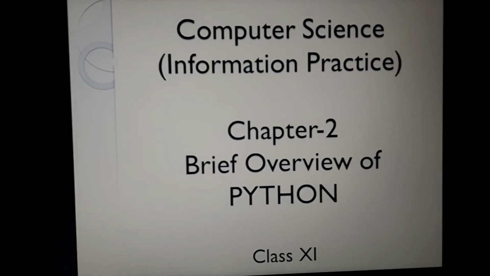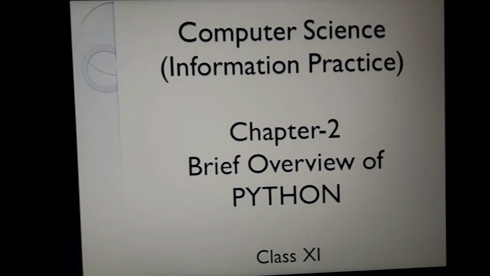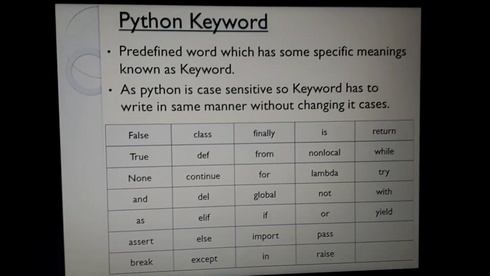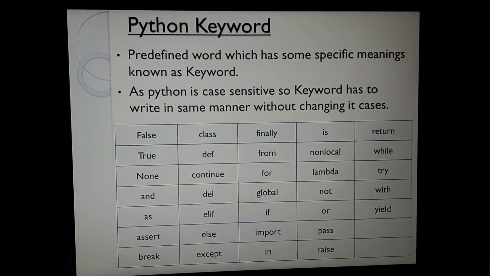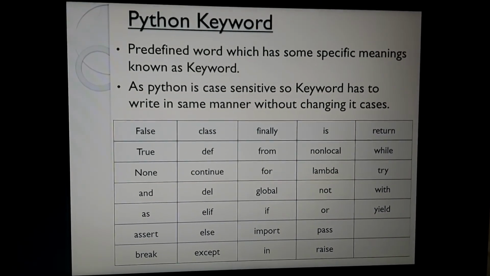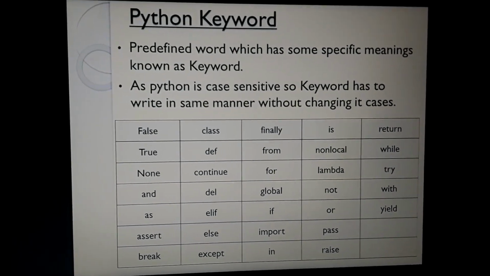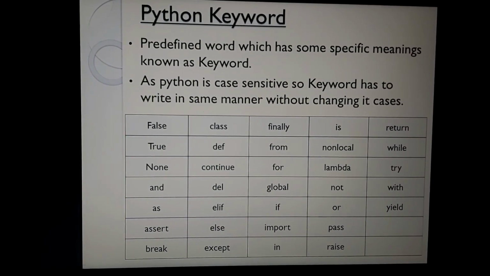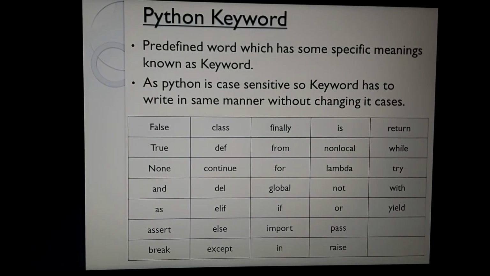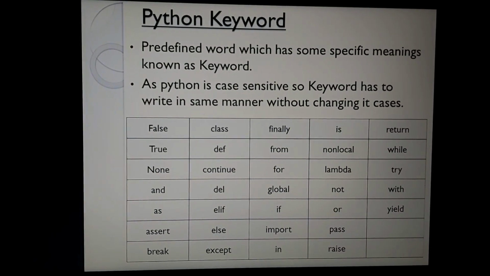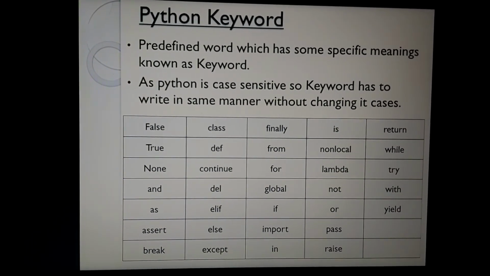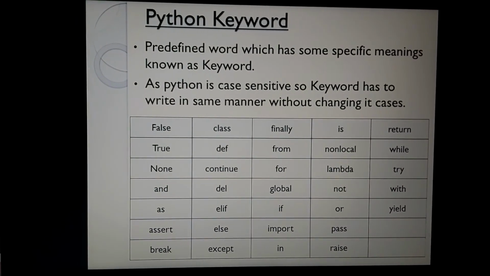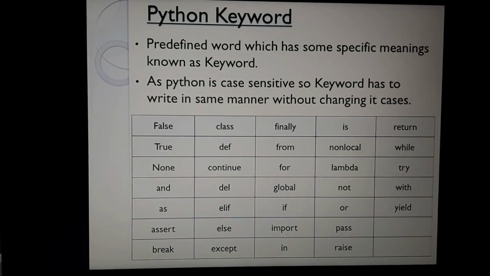So class, in continuation of chapter 2, we are going to start with a new topic. The topic name is Python keywords. So class, what are keywords? Let's start with that. As you can see in the first point, predefined words which have some specific meaning are known as keywords. It means the words that already exist in the Python language and already have a specified meaning, those words we call keywords. Python is case sensitive.